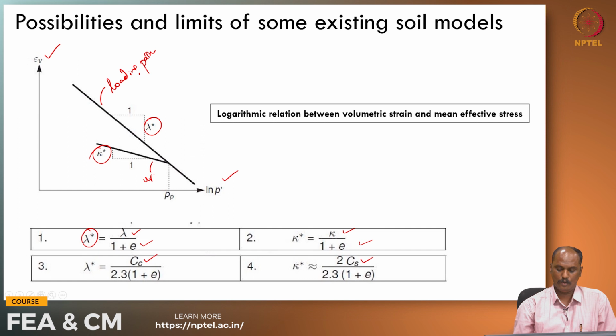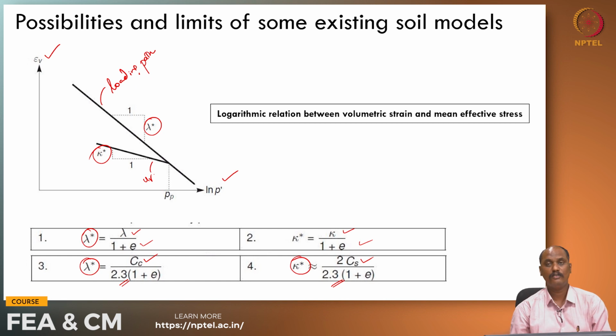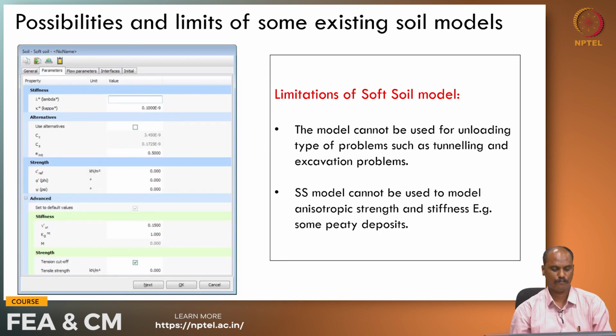Okay, so this compression index and swelling index can be easily found from the consolidation test which we are actually performing in the soil laboratory. And then we have this 2.3 constant here, which is nothing but the conversion between the two logarithms, Cc and Cs. So this lambda star and kappa star are very, very important, which are serving as an input for this soft soil model, SSM.